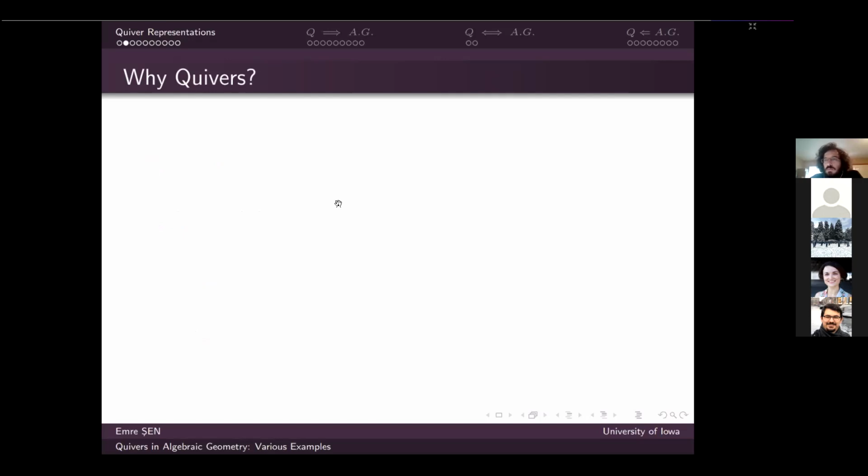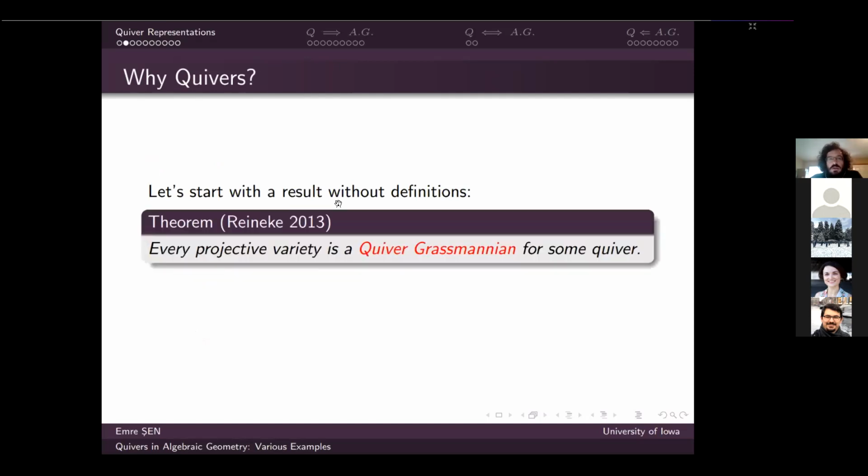And why quivers? So let's start with a striking example because this community is more or less interested in geometry. And what would be a kind of a striking result in this manner? Without definitions, so let's do that thing. It turns out that every projective variety is some quiver Grassmannian. So whatever quiver means, whatever quiver Grassmannian means, but somehow this gives us a generalization, right? Every projective variety is a quiver Grassmannian.